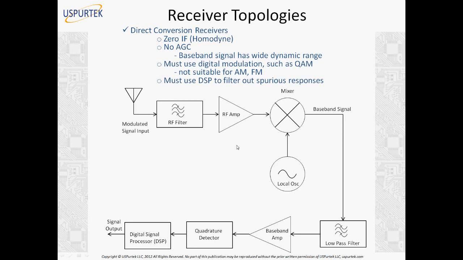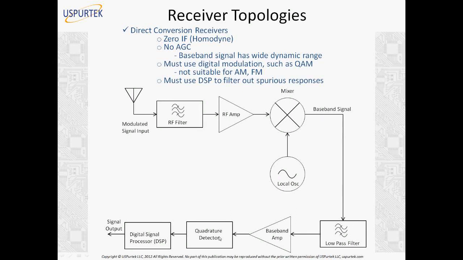You just have a modulated signal input, a passband filter, and an RF amplifier. You mix it with the local oscillator, which is at the same frequency as the received carrier. You just get a baseband signal out here. No more IF demodulation and so on. Then another low pass filter, a baseband amplifier, and a quadrature detector because you're using QAM here, and a digital signal processor.